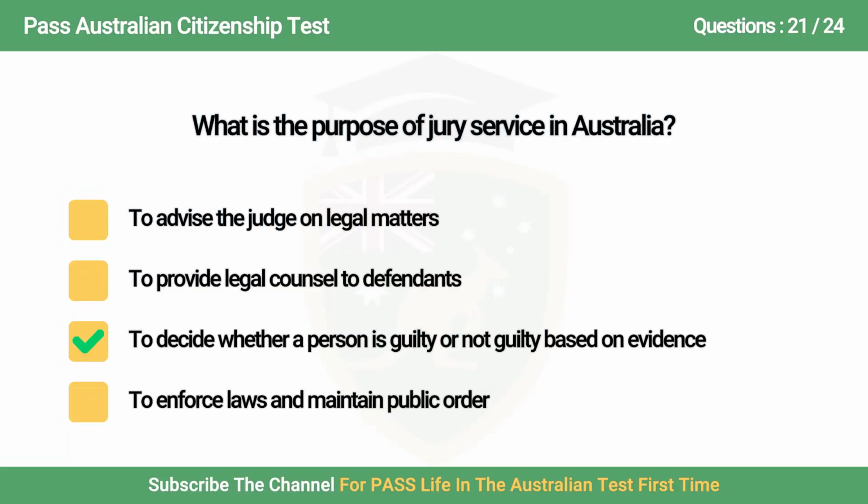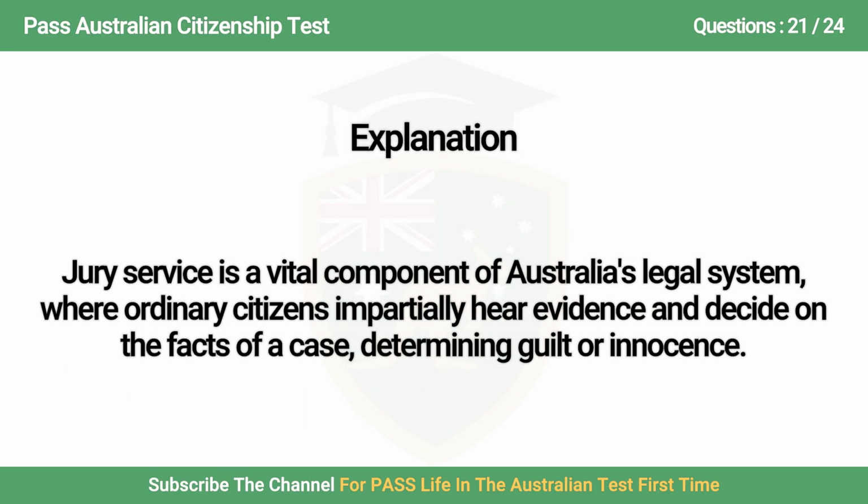Answer is C. To decide whether a person is guilty or not guilty based on evidence. Jury service is a vital component of Australia's legal system, where ordinary citizens impartially hear evidence and decide on the facts of a case, determining guilt or innocence.